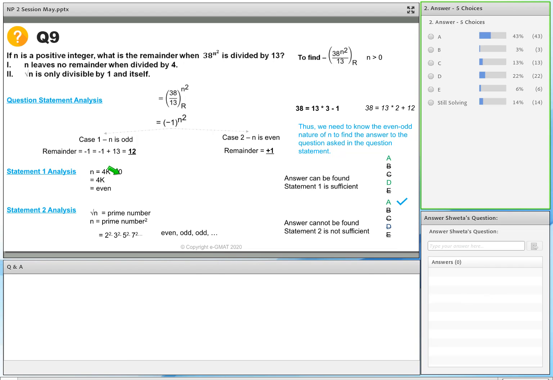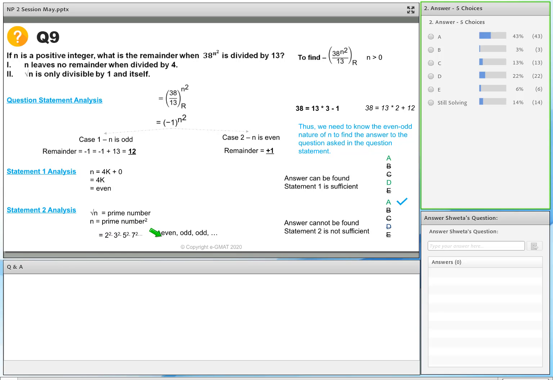Let's move to the second statement, which says the square root of n is only divisible by 1 and itself. What can such a number be? Something that's divisible by 1 and itself? That number is prime. So the square root of n is prime. That means n is the square of a prime number. Now it could be 2 squared, 3 squared, 5 squared, anything.